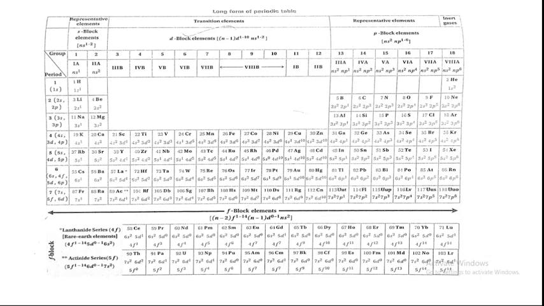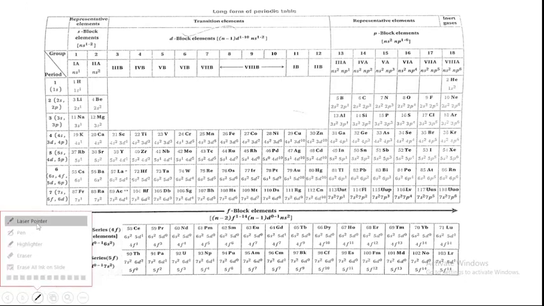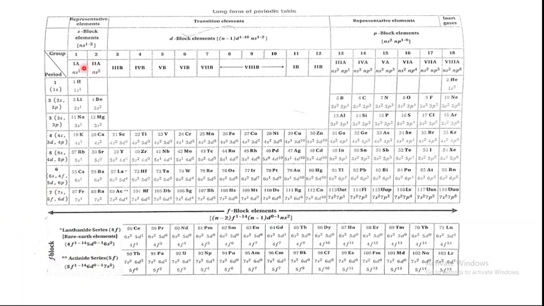Cations of these elements are diamagnetic and colorless since orbitals do not contain odd electrons. Except beryllium and magnesium, s block elements impart specific color in the flame test.